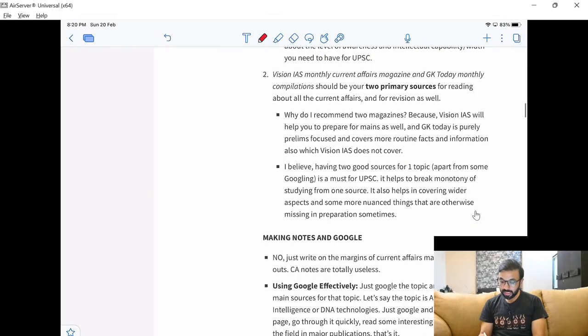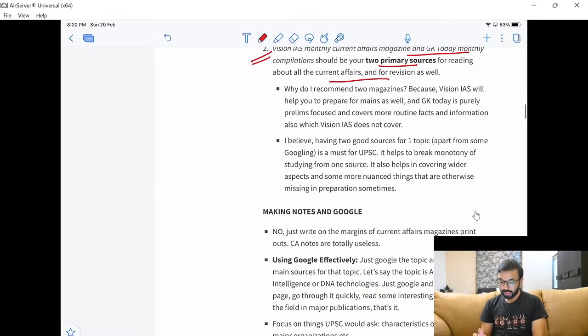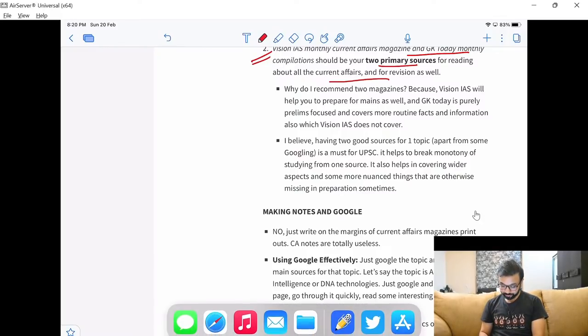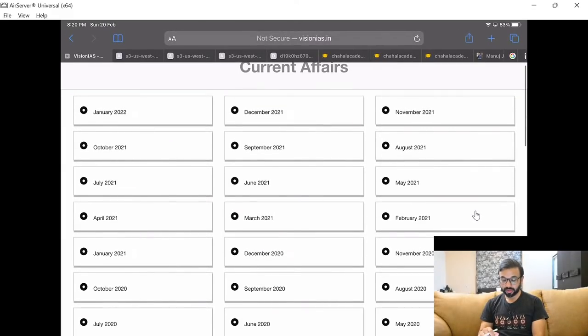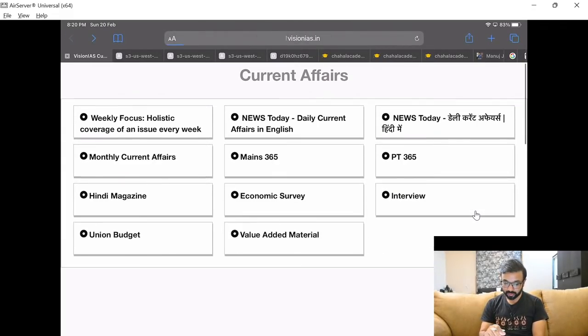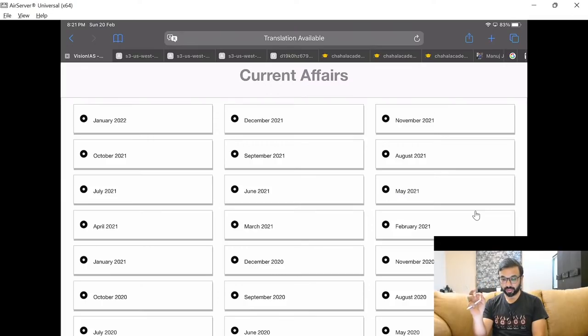Like I said, Vision IAS magazine and GK Today are the two primary sources for current affairs for UPSC. I recommend both of them, and today I'm going to show you how to read Vision IAS. This is the page of Vision IAS where you can find all these current affairs. If you Google Vision IAS current affairs, you will come to this page. They have given Mains 365, PT 365, and monthly current affairs. I only used to refer to one source, that is monthly current affairs. Apart from that, you don't need to study anything.